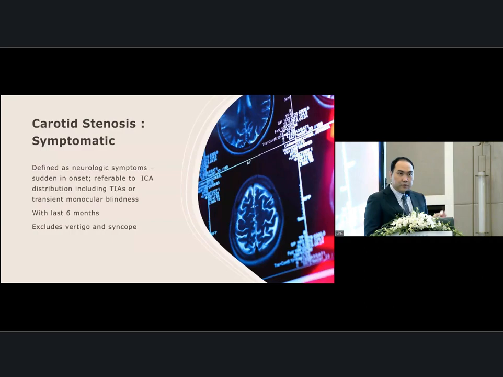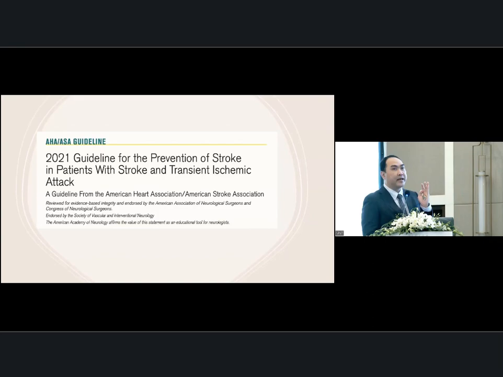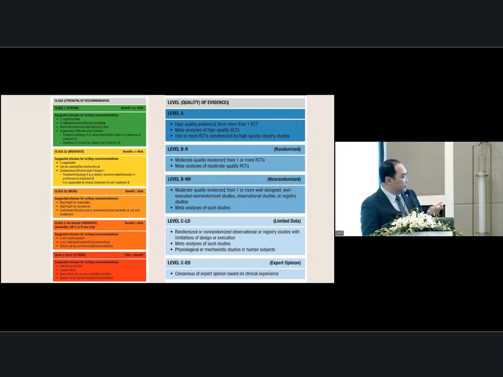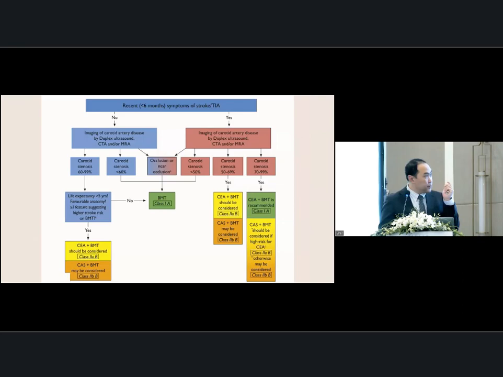So we start off by just looking at evidence, and the evidence is really based on the 2021 guidelines for stroke prevention in AHA or ASA. For the group itself, be familiar with what it means by the level of evidence A, B, C versus the class of recommendations. So this is based on the evidence.